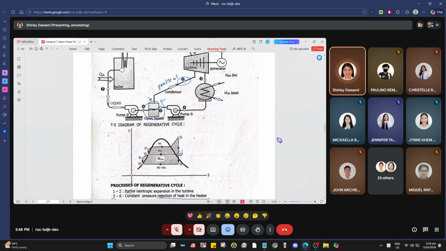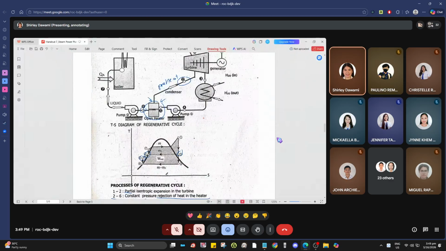The water here, at the condition of state 5, is subcooled. What enters the feed water heater is subcooled liquid. The steam from state 2 entering the feed water heater preheats the subcooled liquid, so what comes out at state 6 is already a saturated liquid.